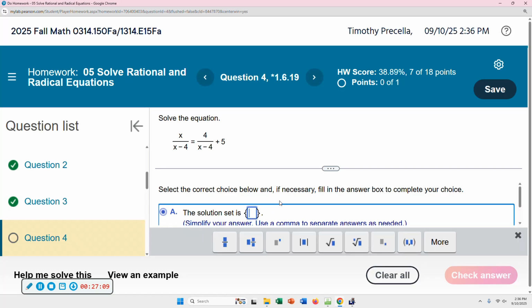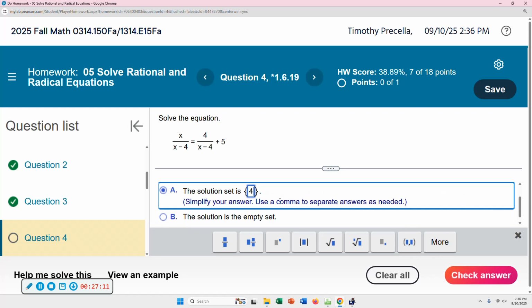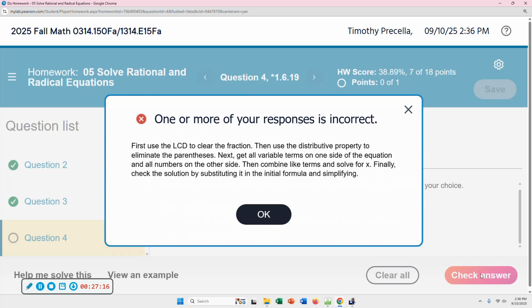I'm going to go ahead and get it wrong. Let's see, 4. You type in that 4. I think they give you a helpful hint here. No, they don't. I thought they were going to say that gives a denominator of 0.